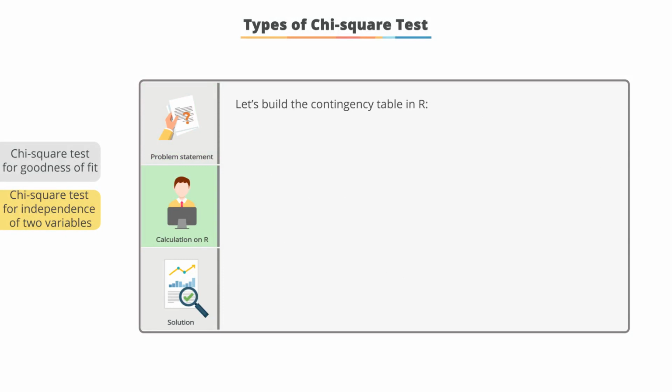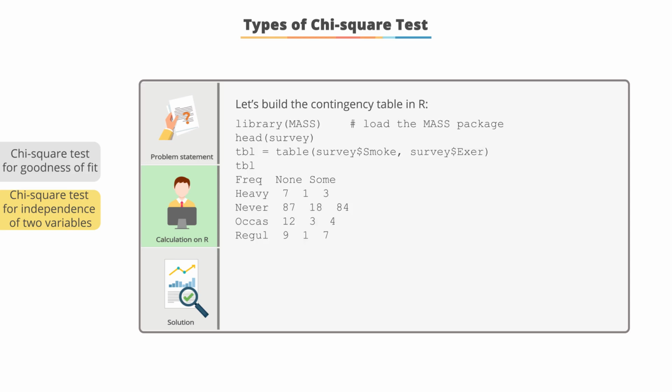We'll install and load the MASS library package. And let's look at our table. So the table of survey smoke and survey exercise. And you can see the counts here that the majority of people who are heavy smokers tend not to exercise. But it looks like the people who don't smoke also tend not to exercise. And you can explore that and look at patterns.